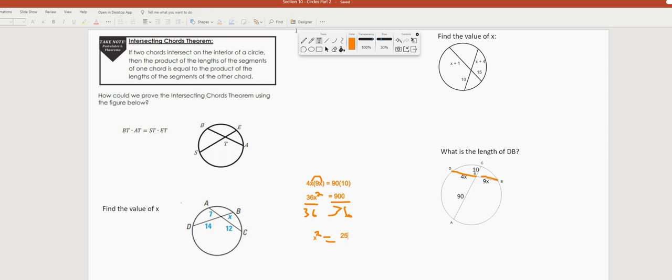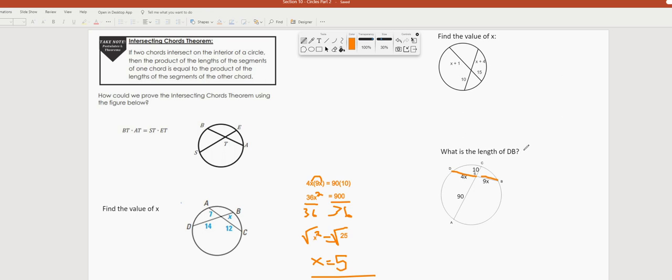So now, remember, how do we solve for x? How do we get rid of anything that is squared? We have to find the square root of that number. So we find the square root of x squared, which will be just x. And if we find the square root of 25, then it will be just 5. That means x is equal to 5.